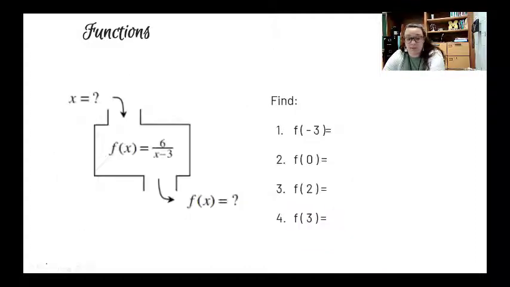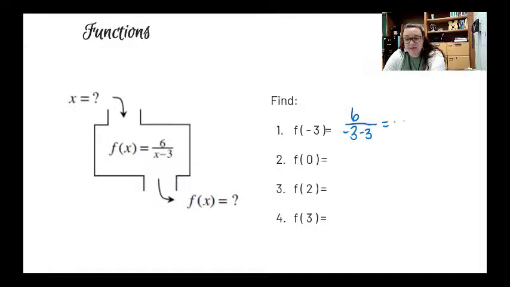All right, let's try another. This one, it doesn't look like a graph. Instead, it looks like a function machine, or just in function notation. So it says, what do we put in for x if we get out something else? So in this case, what if we put in a -3? So in that case, instead of 6 over x minus 3, I'd have 6 over -3 minus 3.